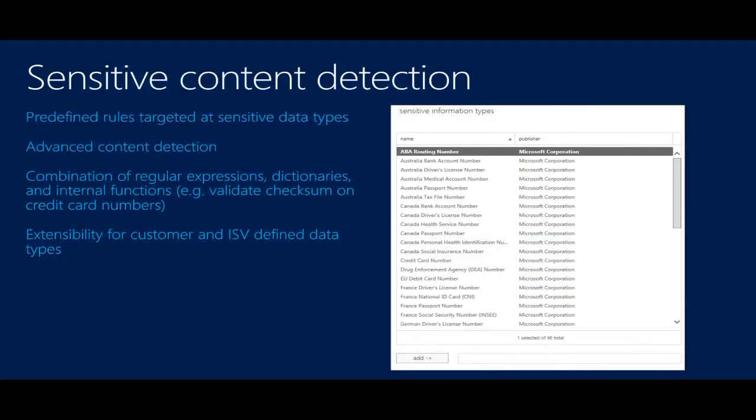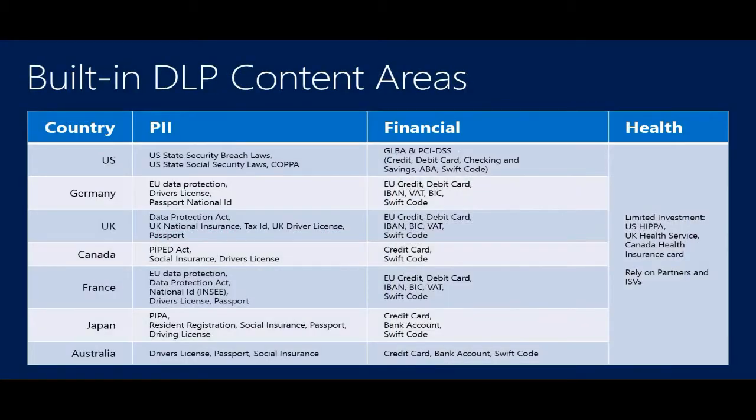So this is just what we talked about. So predefined rules targeted for sensitive data types, advanced content detection, and what I mean by that is it will look at clear text, even inside of documents, combination of regular expressions, dictionaries, internal functions. You basically create what you're looking for, and you can see that it's very simple to do. You don't have to have a PhD in DLP to be able to do this.